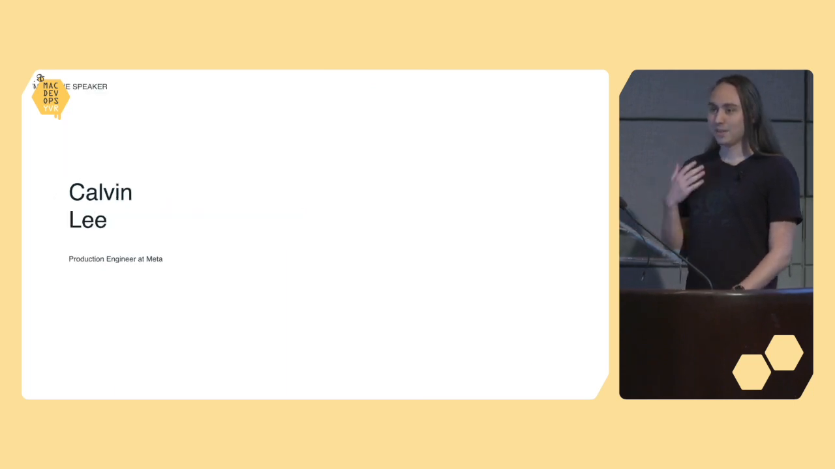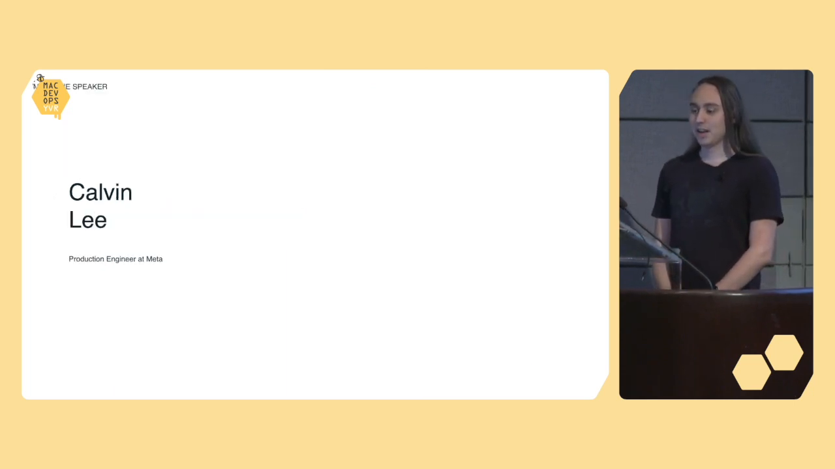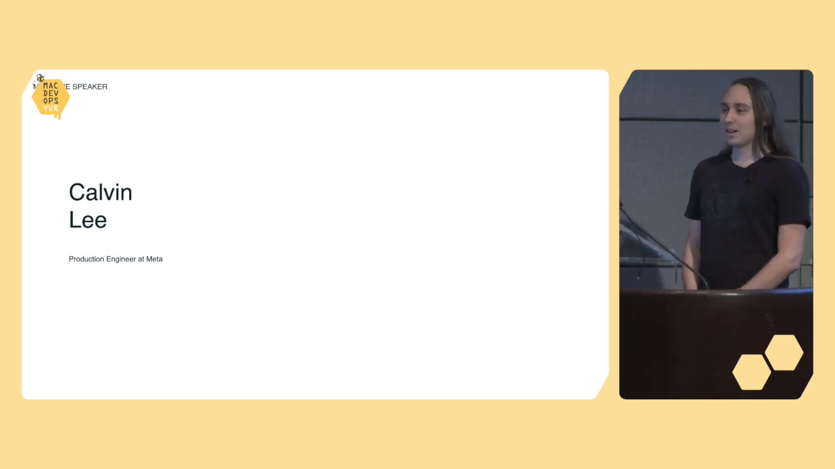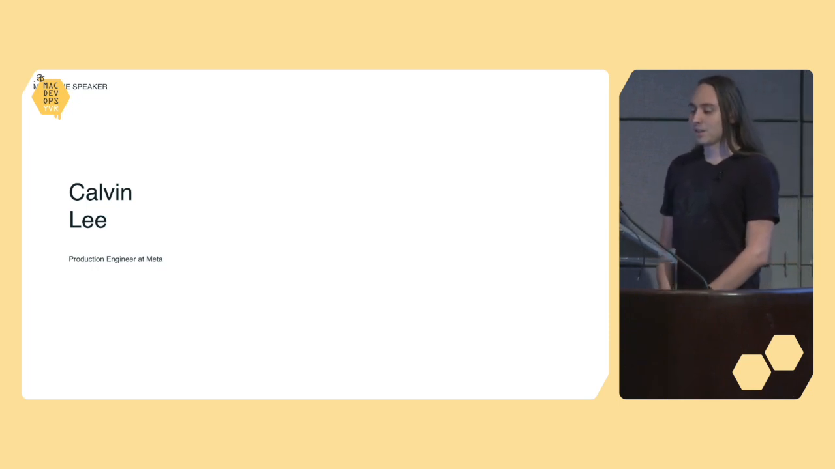So I'm Calvin. I am a production engineer at Meta. I've been working on macOS infrastructure for about 2 years, and this is my first time at MacDevOps because I am a fairly new Mac admin.